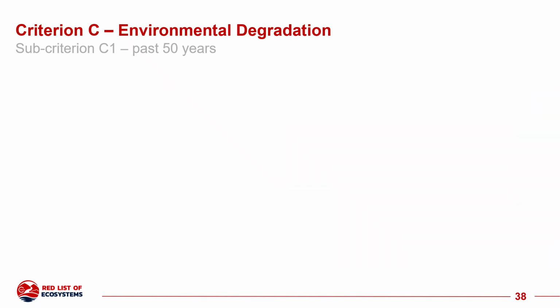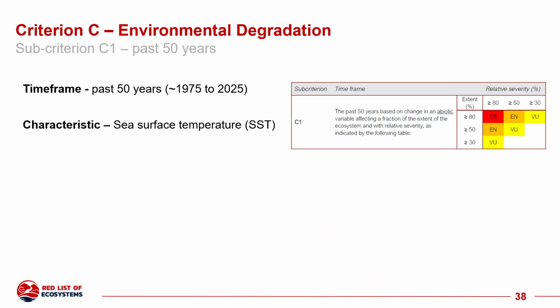Here is a hypothetical example for how to approach assessing Criterion C1 by looking at the change in sea surface temperatures over the past 50 years. Through remote sensing, there is SST data extending back around 30 years for most coral reefs.